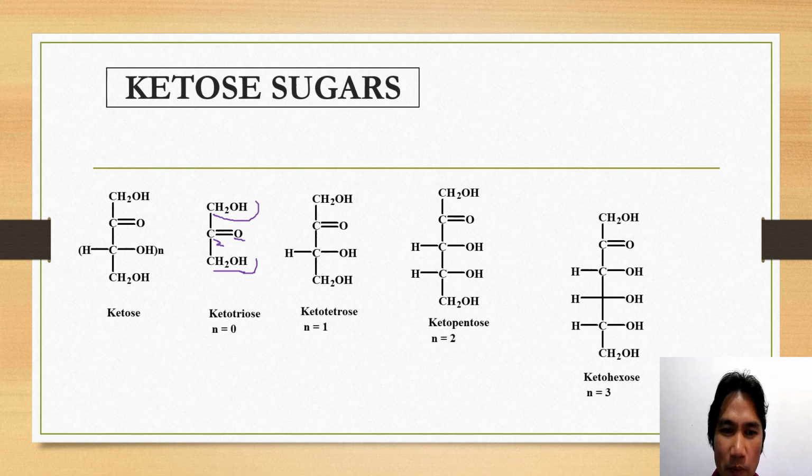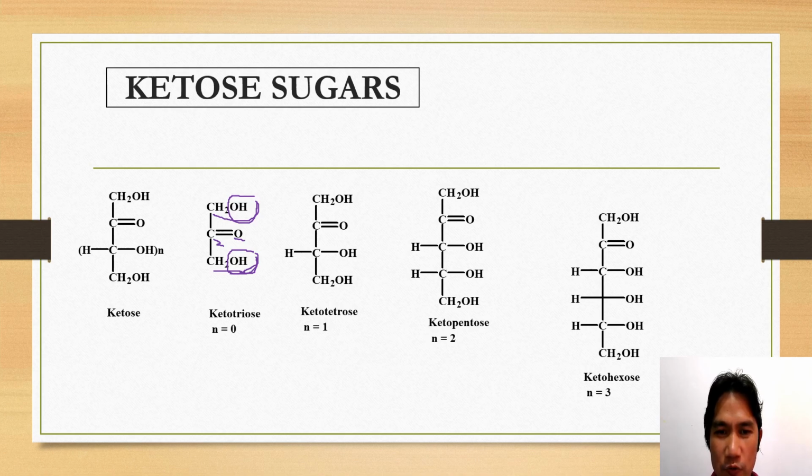So what's the example of a ketotriose? The example is dihydroxyacetone. Dihydroxy because there are 2 hydroxyl groups. So this is called dihydroxyacetone.